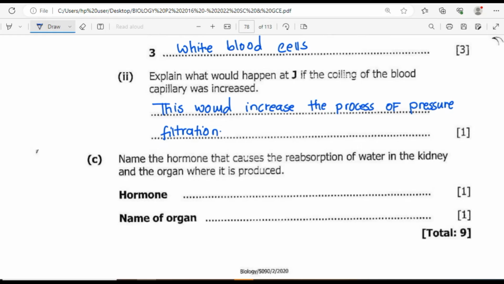Then name the hormone that causes the reabsorption of water in the kidney and the organ where it is produced. So the hormone is antidiuretic hormone, which is also known as vasopressin. This is initiated by ADH. The name of the organ is just the brain. Don't say the pituitary gland, that's just a gland. The question is the organ, so it is the brain.